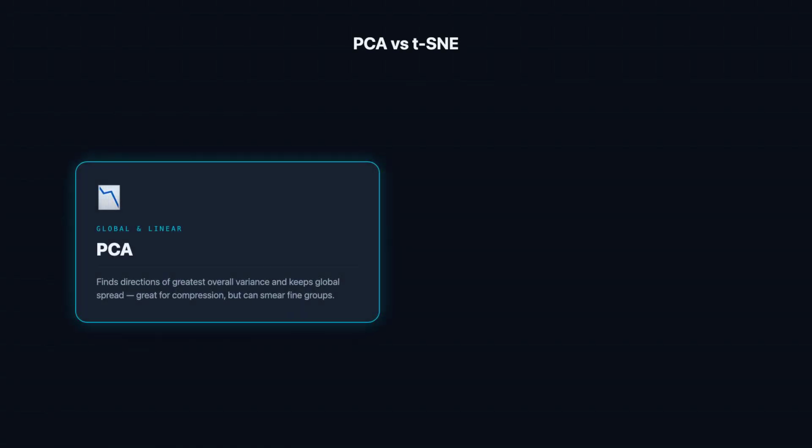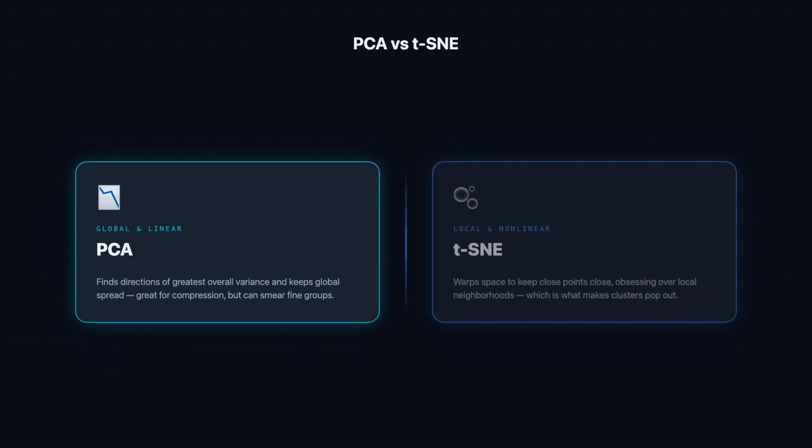Now, you might already know PCA does dimensionality reduction too. So why reach for t-SNE? The two chase very different goals. PCA is linear and it cares about the big picture. It finds the directions of greatest overall variance and keeps that global spread intact. Great for compression, but when your goal is to see tight little groups, that global focus can smear the fine structure together. This method goes the other way entirely.